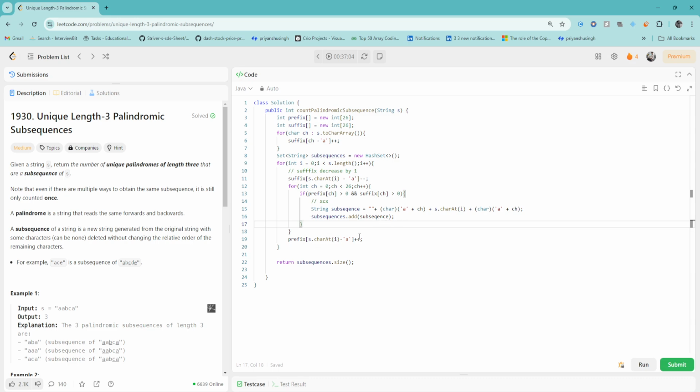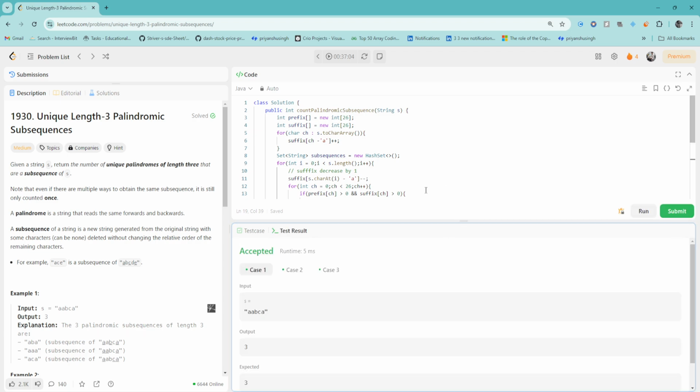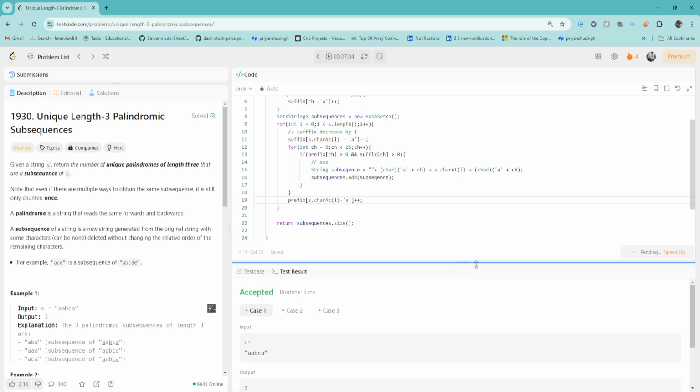Before moving to the next character, the prefix of the particular character will increase, and then we would return the size of subsequences. If we are correct, it would work fine, and if we try to submit, I think it would be submitted fine.